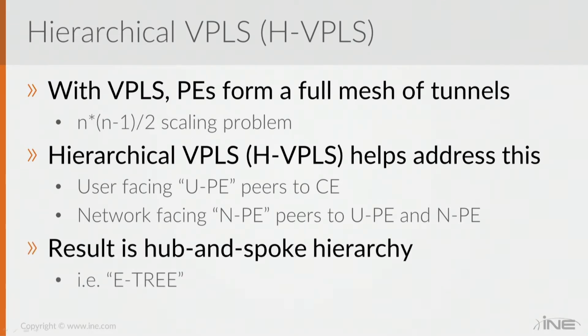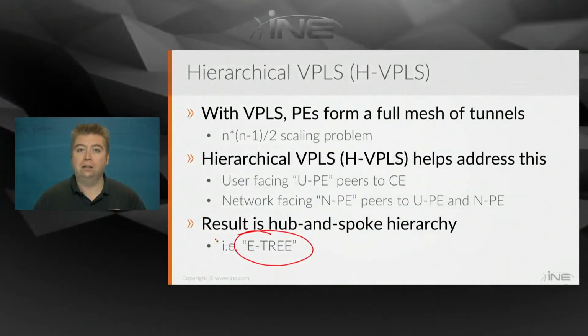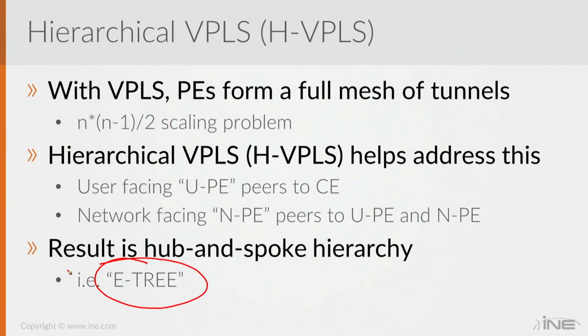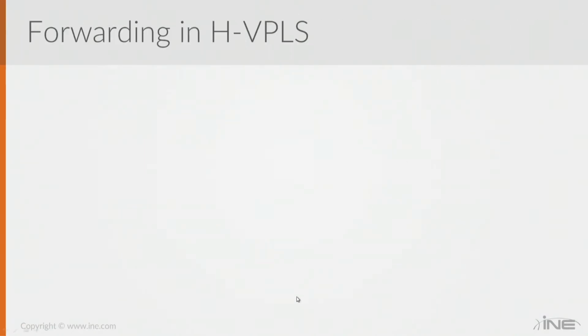The end result is that we have a hub and spoke hierarchy, or what is sometimes referred to as an E-tree topology, as opposed to our E-line, which was the virtual private wire service, the point-to-point Atom-based VPN, versus the E-LAN, which is the regular VPLS that's a full mesh. Now we have this E-tree that has multiple levels of hierarchy. We'll see from a configuration point of view there's not much difference between a regular VPLS and HVPLS. What's really changing is behind the scenes, how traffic is forwarded between the different circuits.